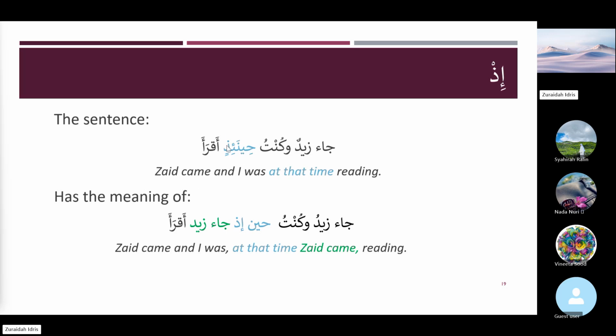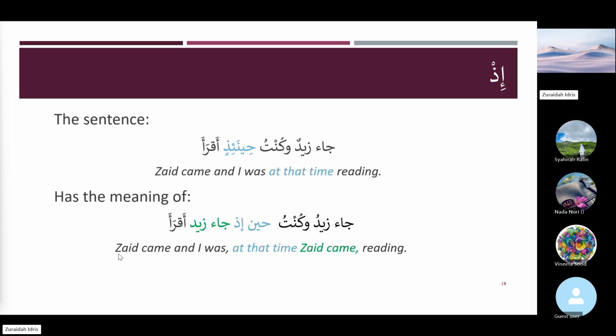Okay, but I followed the flow here, but the proper English translation should have been "Zaid came and I was reading at that time." Yeah, but because I want to show you where this comes in, I put it here: "Zaid came and I was at that time reading." Now, basically, the "at that time" here was attached to this sentence, Ja'a Zaidun. So this time belongs to the time when Zaid came. So: Zaid came and I was at that time Zaid came reading.